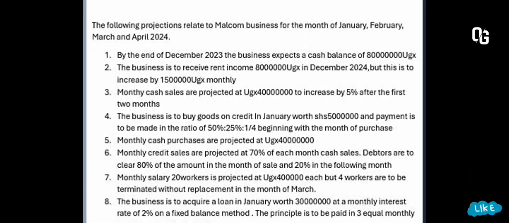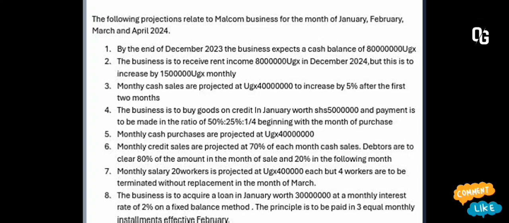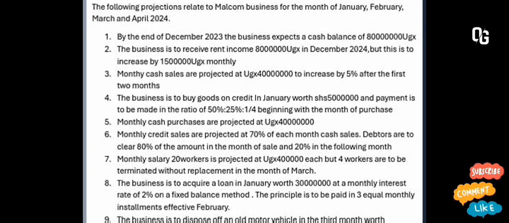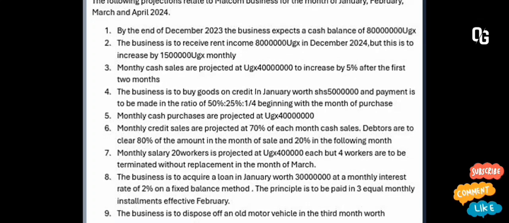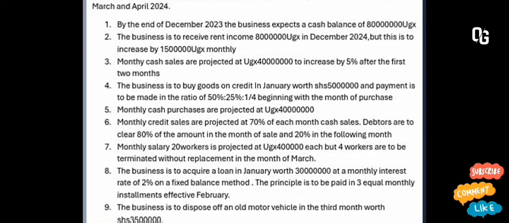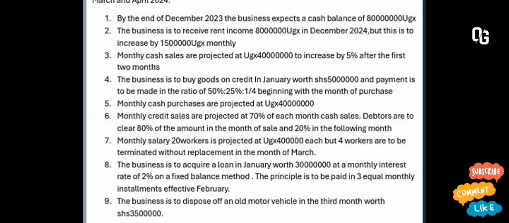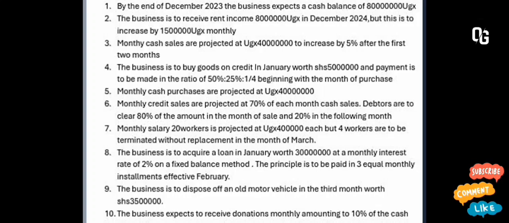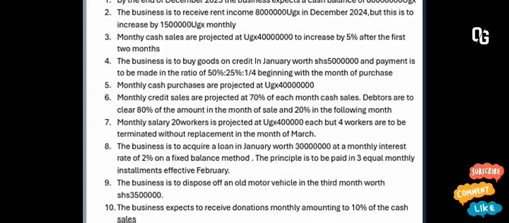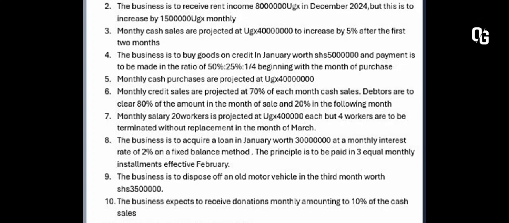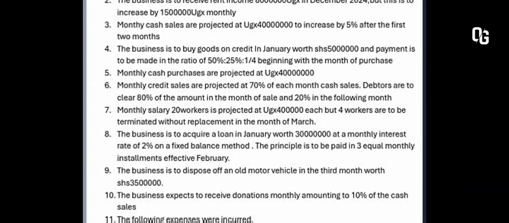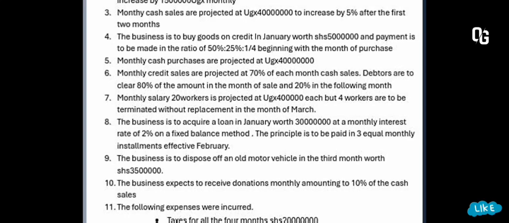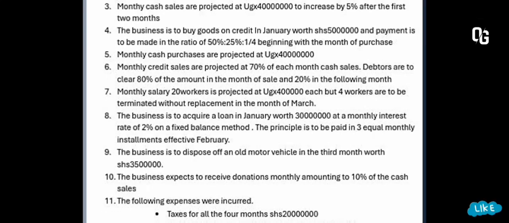So within that very month, each of those months, they clear 80%. So they pay 80% of the money they owe us. We are going to calculate 80% for each of those amounts we obtained as credit sales. It says that the debtors are to clear 80% of the amount in the month of sale and 20% in the following month. So after obtaining the 80% values, we are going to carry the 20% values to the next month. So we shall be adding.